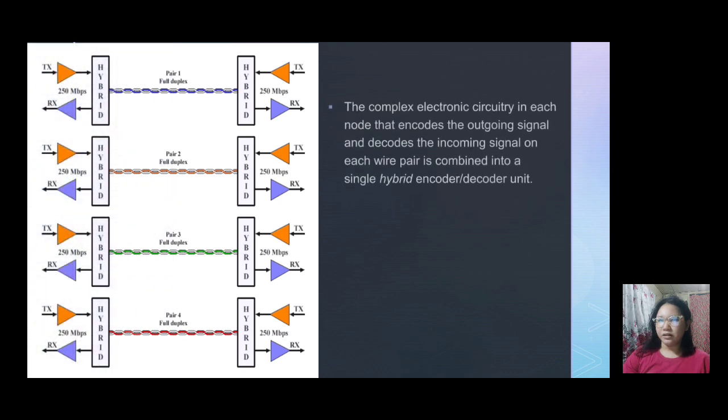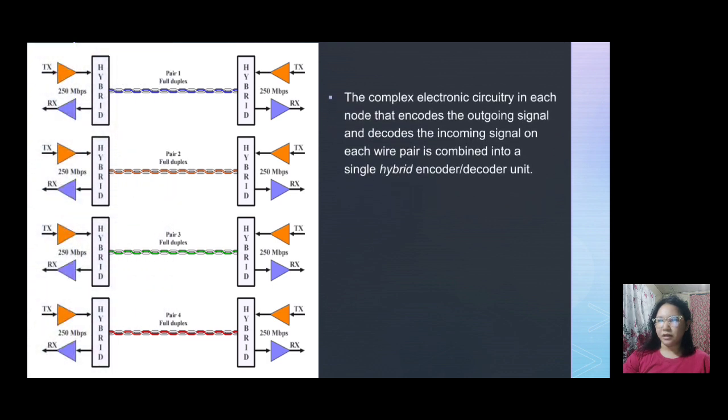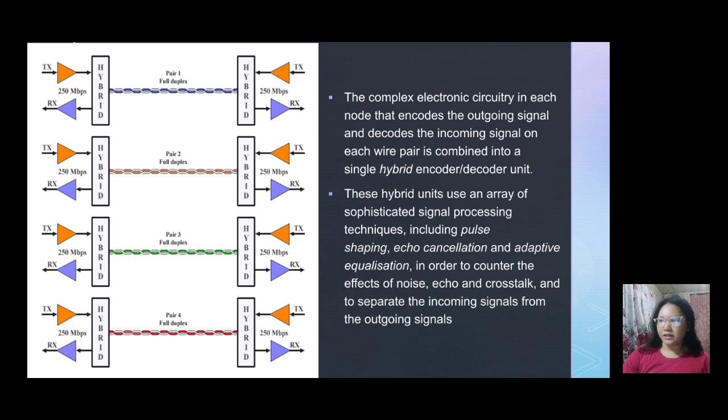The complex electronic circuitry in each node that encodes the outgoing signal and decodes the incoming signal on each wire pair is combined into a single hybrid encoder and decoder unit. As you can see in the picture, each end has a hybrid component which can either encode or decode. These hybrid units use an array of sophisticated signal processing techniques including pulse shaping, echo cancellation, and adaptive equalization in order to counter the effects of noise, echo, and crosstalk, and to separate the incoming signals from the outgoing signals.